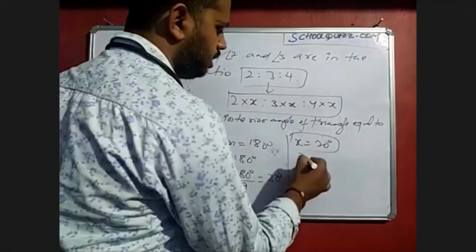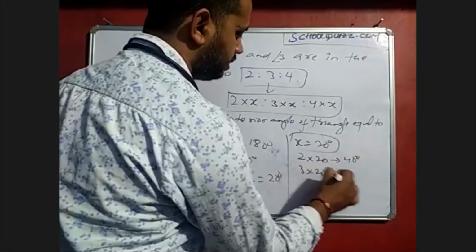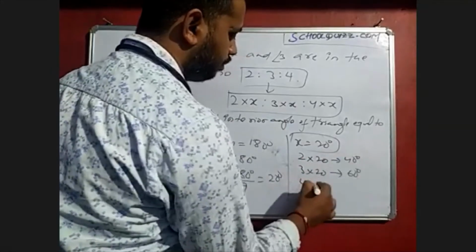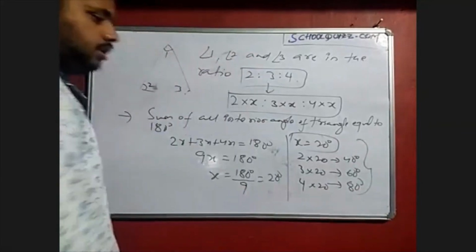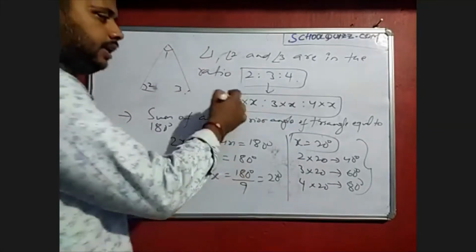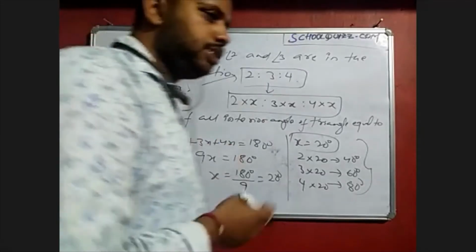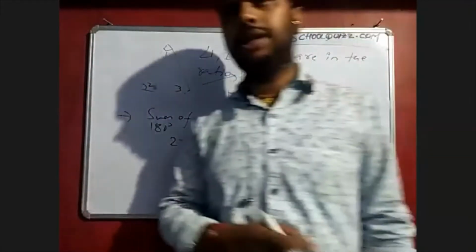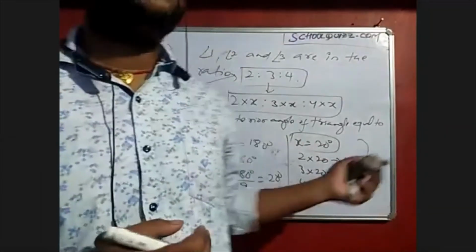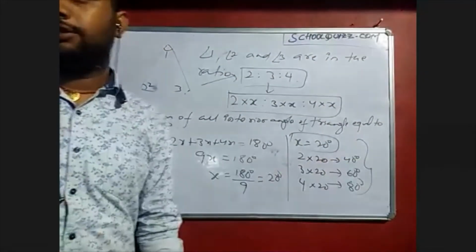So what will be the angles? The first angle is 2 into 20, that is 40 degrees. The second will be 3 into 20, that is 60 degrees. And the third will be 4 into 20, we will get 80 degrees. So these are the original numbers, from which we obtain this ratio, and you can get the answer like that. Whenever we solve questions, whether it is a number or an angle, or anything related to ratios, we assume that unknown value, a fixed term, and multiply it with those numbers to get the original numbers. That we should know.